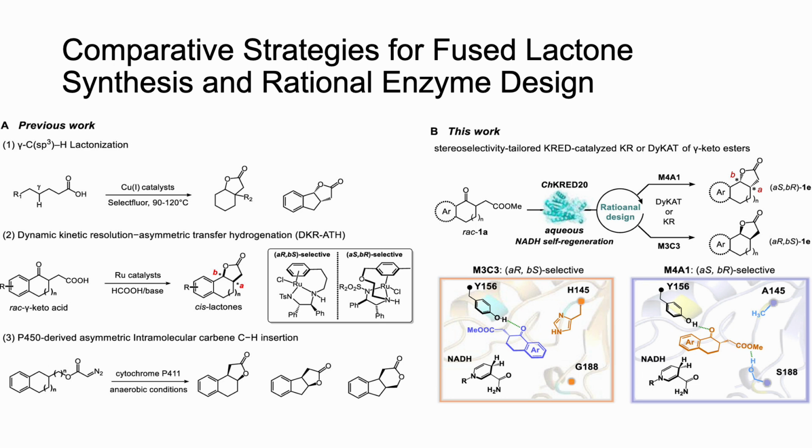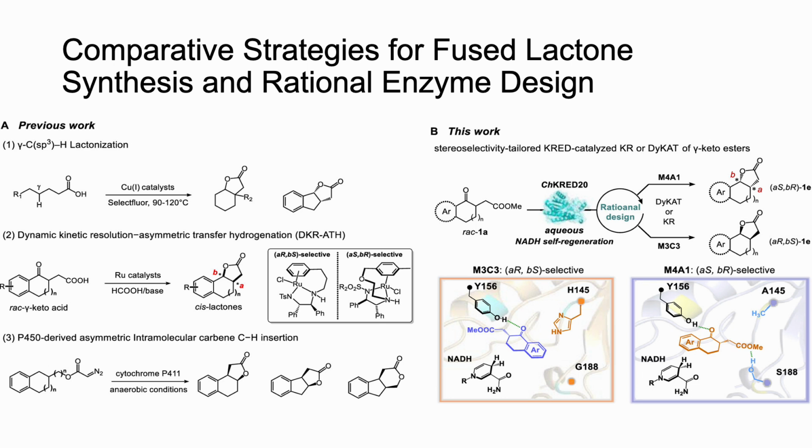Firstly, the researchers compared strategies for fused lactone synthesis and rational enzyme design. Part A of the figure shows some previously existing methods, such as lactonization with a copper catalyst, which can produce the lactones, but the reaction temperature is high and the conditions are harsh. Or dynamic kinetic resolution and hydrogenation with a ruthenium catalyst, which can yield lactones, although the catalyst cost is high and the stereoselectivity is very dependent on the catalyst structure. There is also a class of carbene insertion reactions involving P450 enzymes, which is a distinctive approach but very restrictive in terms of substrate type and experimental conditions.